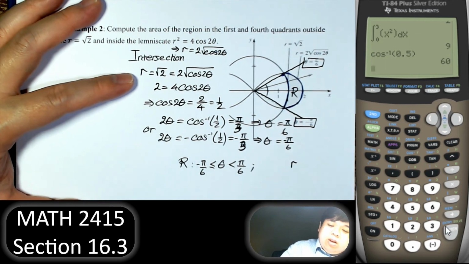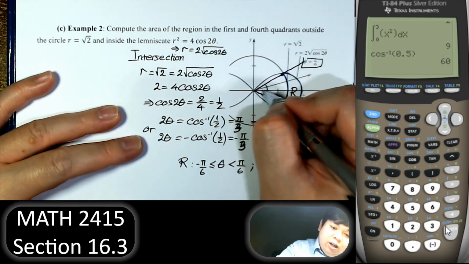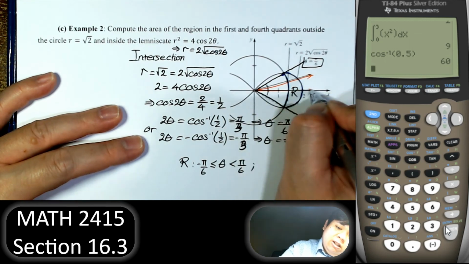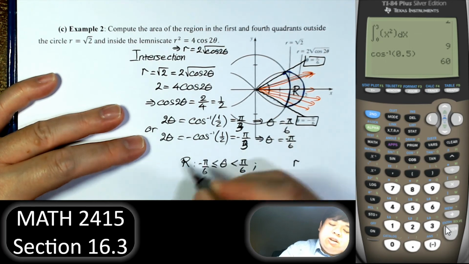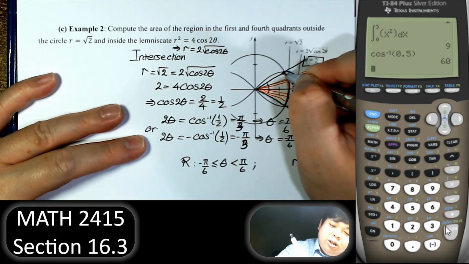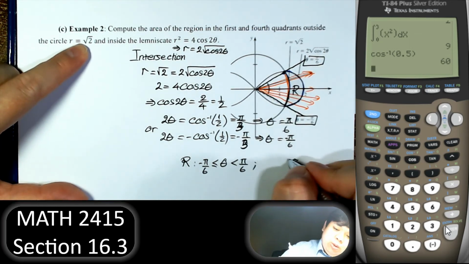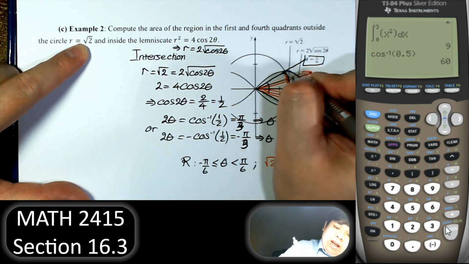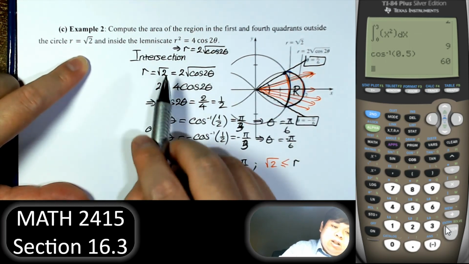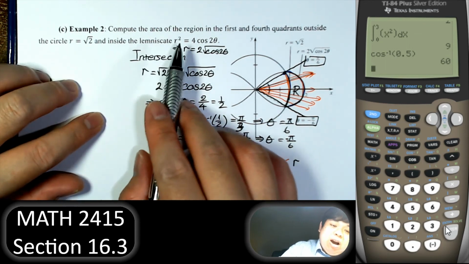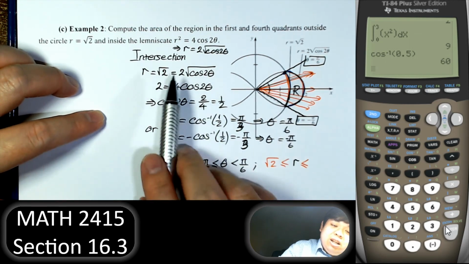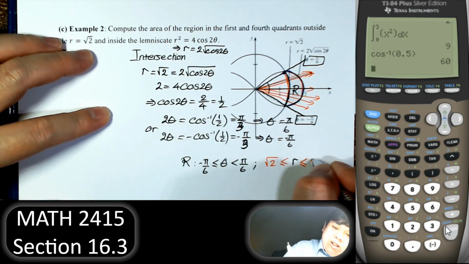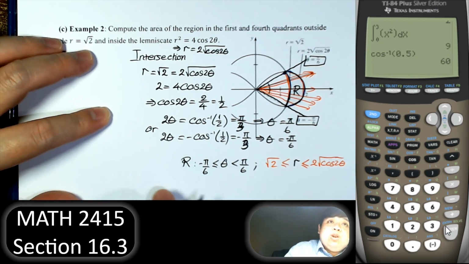And then r, right? Now we look for r from the inside out. What do we see first? First we see this one, right? Which is from the circle, r equals square root of 2. And we see on the outside is from whatever that is. I don't know how to even pronounce that, but it's not important. Notice that this is r squared, so we need to take the square root. So that is the region R.